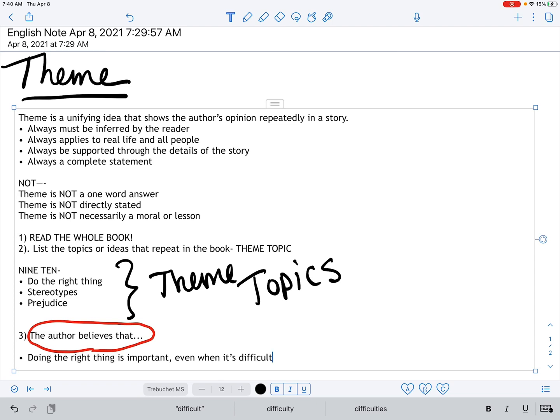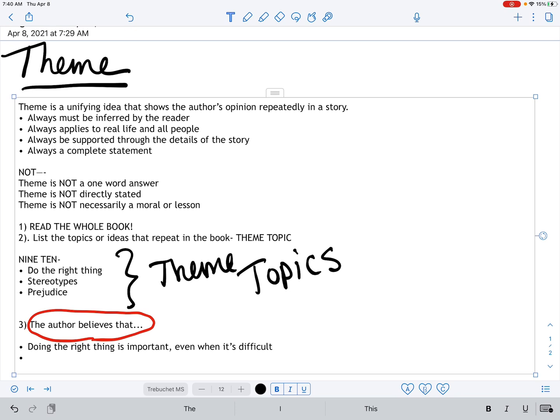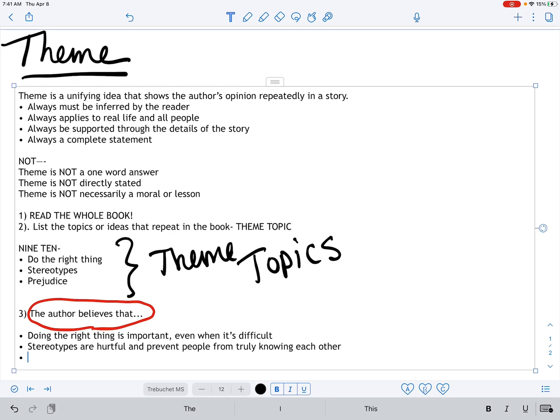What does the author believe about stereotypes? Well, the author shows us through Nahid's story is that stereotypes are hurtful and prevent people from truly knowing each other. If Eliza could have looked past Nahid's differences and maybe not scrutinized them or questioned her so much about them, they might have had an easier beginning to their friendship. They might have had an easier time connecting and relating to each other. Okay? What about prejudice? What does the author believe about prejudice?